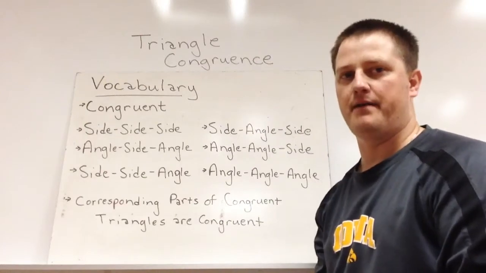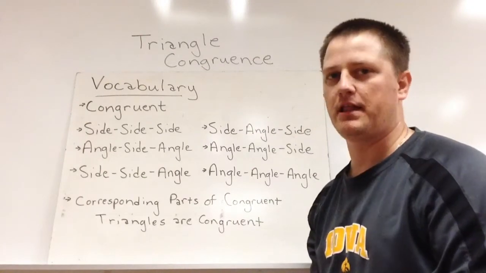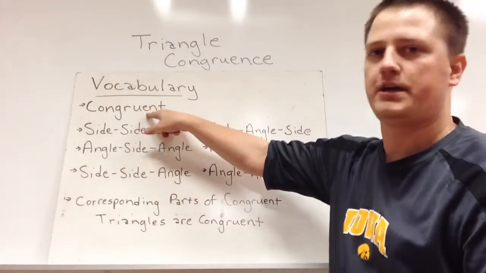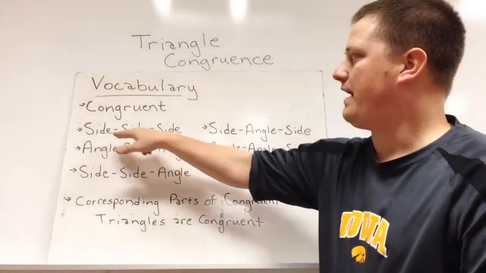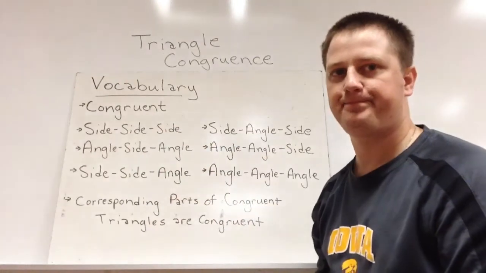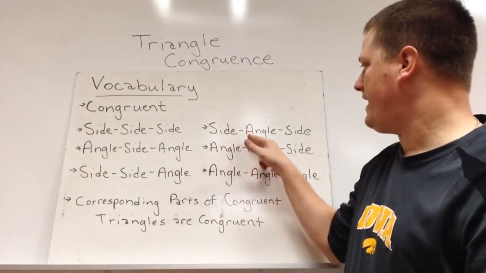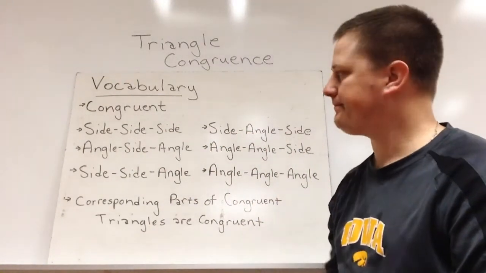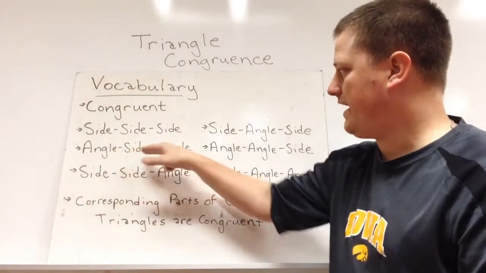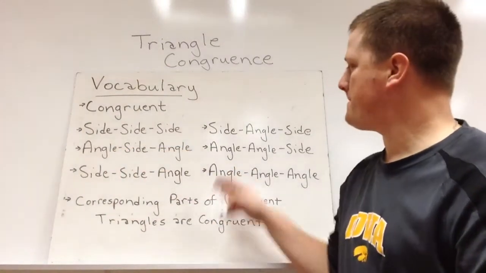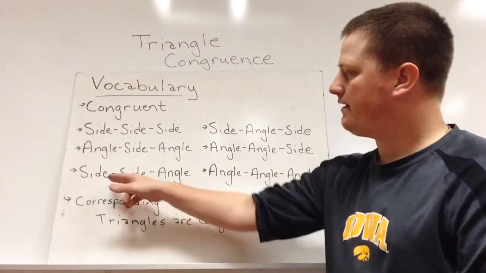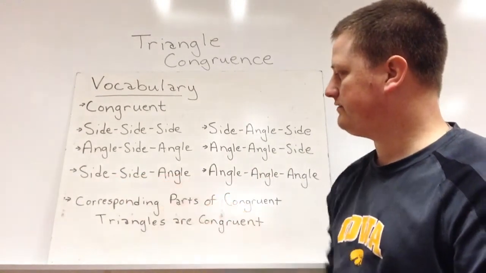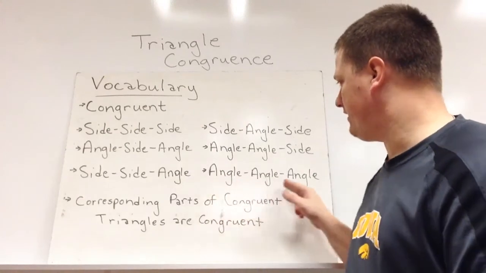Our vocabulary is kind of long, so you might have to look a lot of these up. First, congruent or congruence. Next, side, side, side. Side, angle, side. Angle, side, angle. Angle, angle, side. Side, side, angle. Angle, angle, angle.